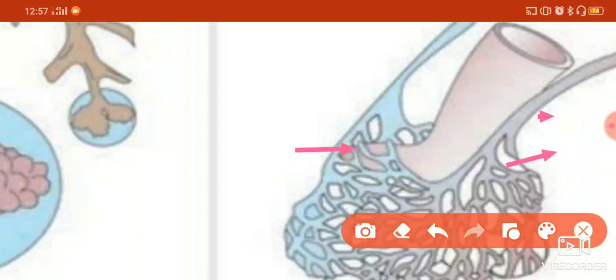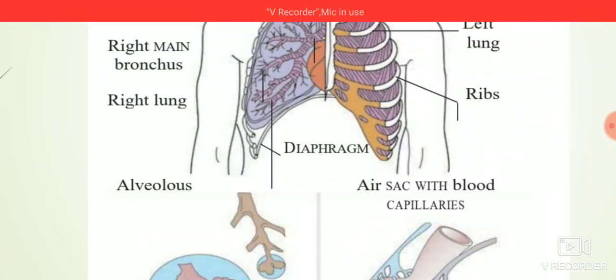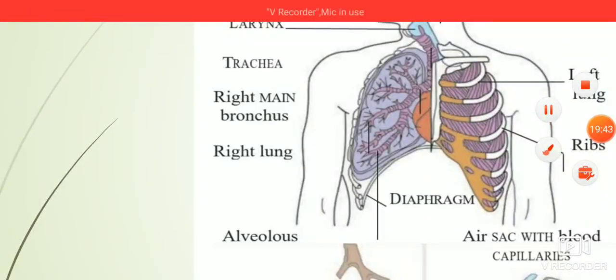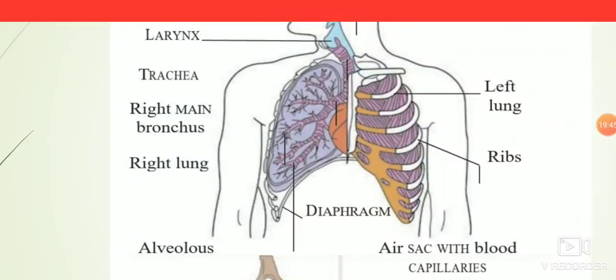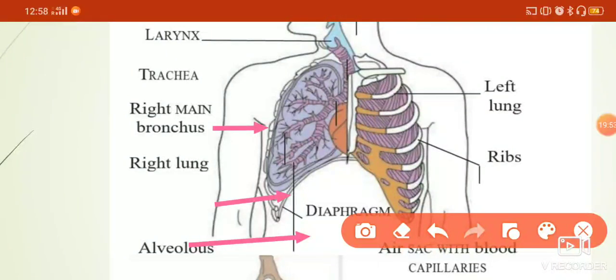Then the last part is the diaphragm. This is the diaphragm. It is the partition between the thoracic cavity and the abdominal cavity. This is the thoracic cavity and this is the abdominal cavity. And this is the diaphragm. It is the partition between these two cavities. It divides the body cavity into two parts, thoracic and abdominal cavity.